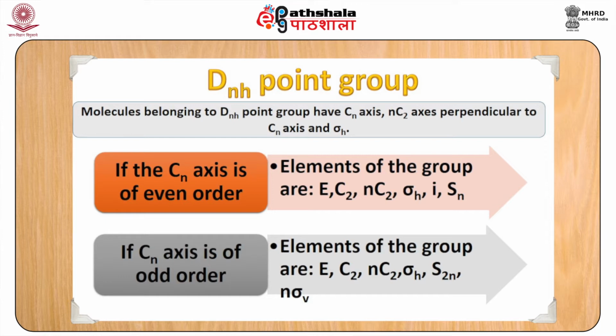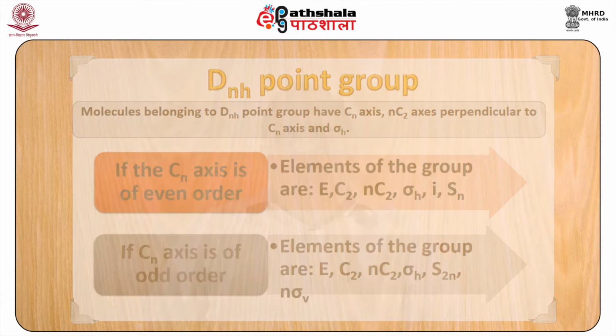If the CN axis is of even order, its combination with sigma H generates I. Hence, the elements of the DNH point group are E, C2, NC2, sigma H, I, Sn. And if the CN axis is of odd order, then the elements of the group are E, C2, NC2, sigma H, S2S and N sigma V. The order of the group is 4N.